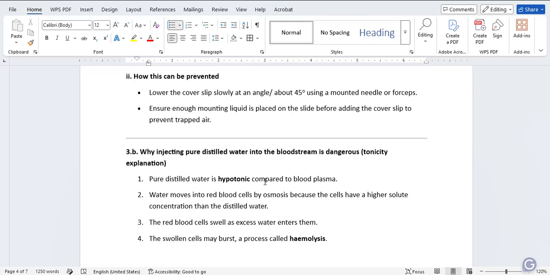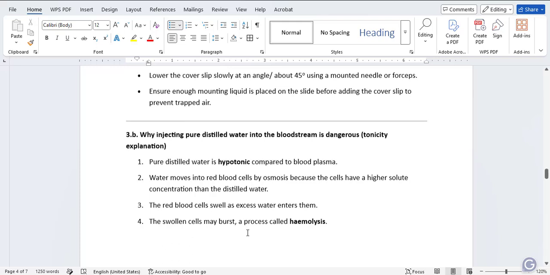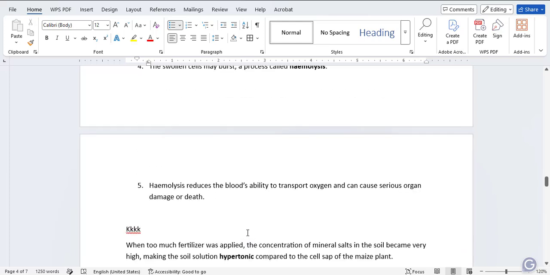The swollen cells may burst, a process called hemolysis. Alright, so this will happen. The hemolysis reduces the blood's ability to transport oxygen and can cause serious organ damage or death. Okay, organ damage or death to the person.